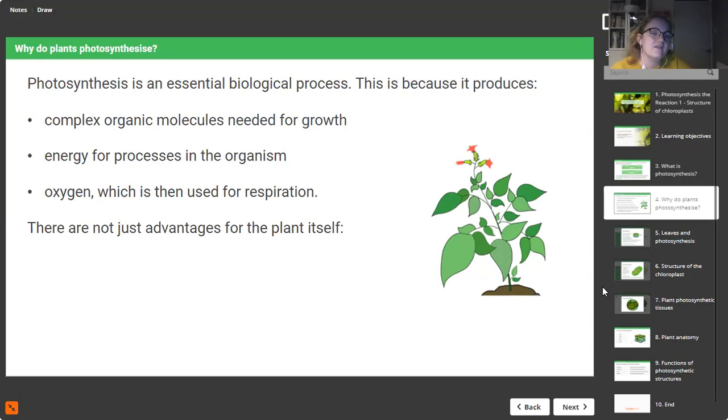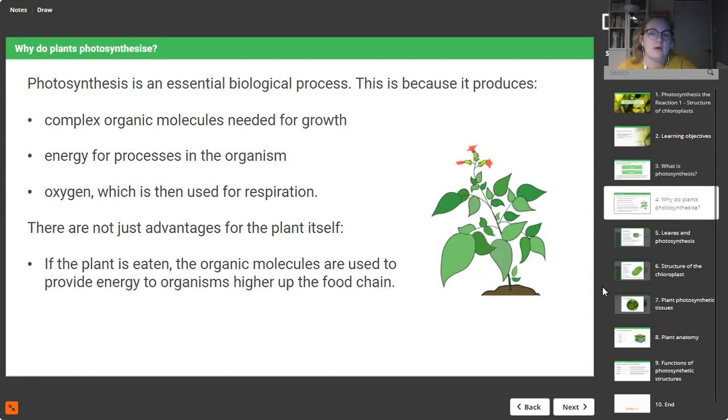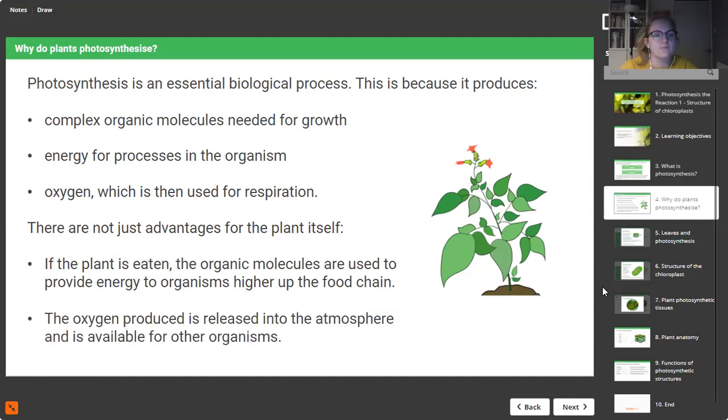But photosynthesis isn't just advantageous for the plant itself, it's actually great for other organisms in the environment. So this is also quite important to remember. So if later on down the line that plant is eaten, those organic molecules that we've spoken about, like the carbohydrates, nucleic acids, lipids, they are used to provide energy to the organisms higher up the food chain. So basically any organism that comes along and eats that plant, it gains those organic molecules into its body as well. So photosynthesis helps in that way.